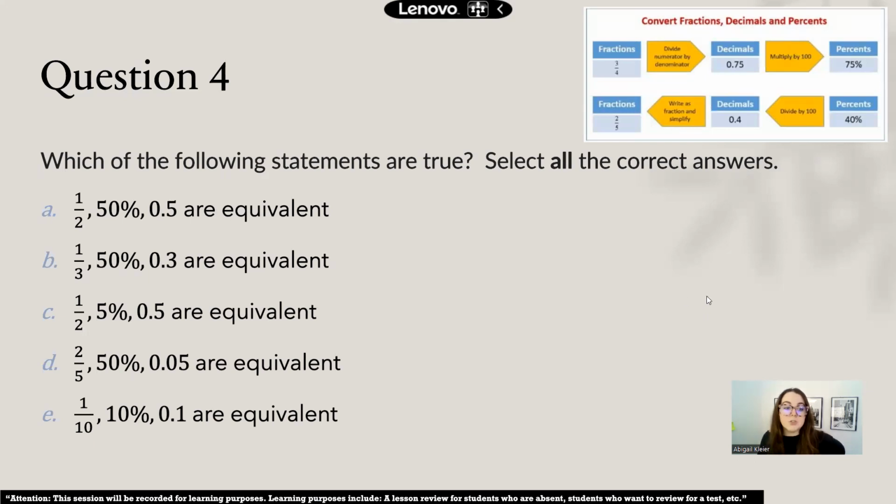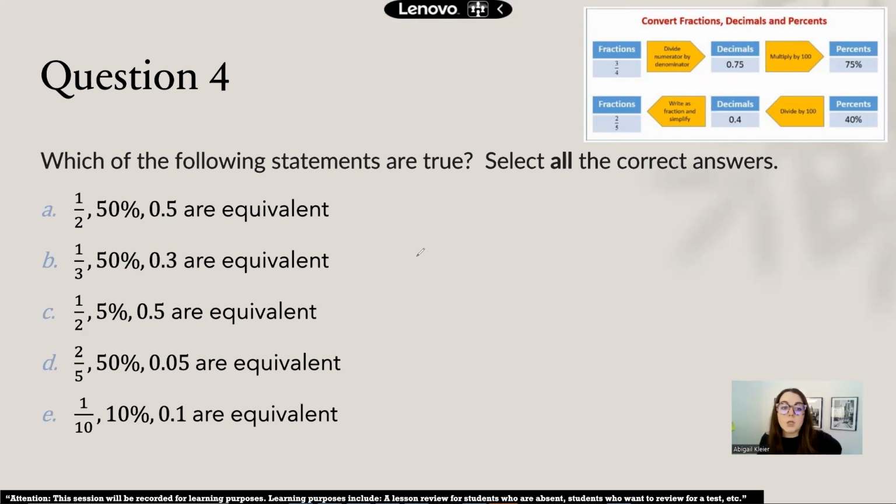Now, question 4 is interesting because it is actually multi-choice. So that means more than one answer is correct in this scenario. So the question reads, which of the following statements are true? Select all the correct answers.